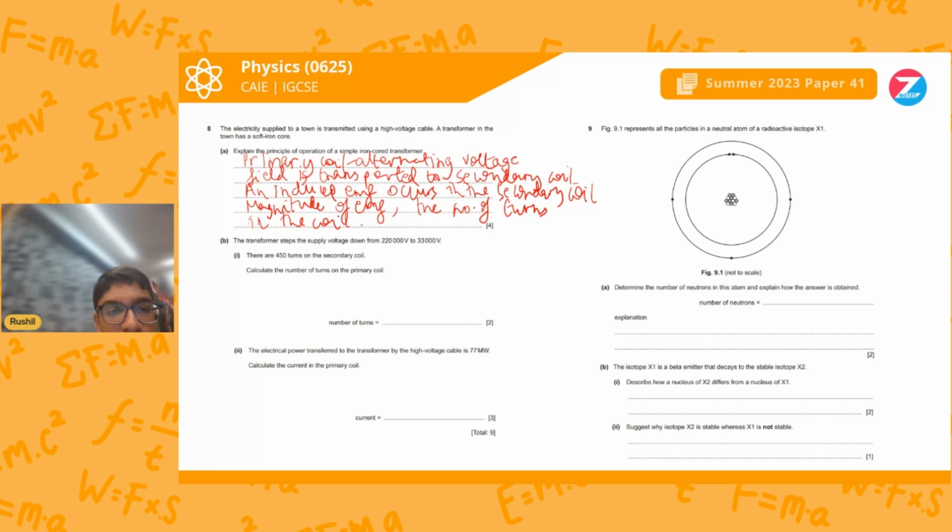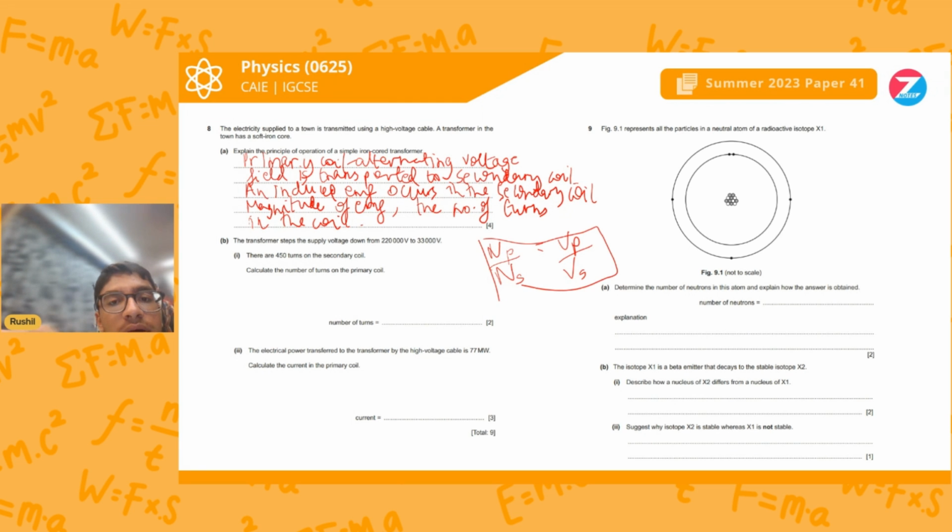So as we were talking about, and just as a mention, the more the turns, the more the voltage, because then there's more lines of wire to cut across the field, so a greater induced EMF. So as we know, the number of turns on the primary coil by the number of turns on the secondary coil is equal to the voltage in the primary coil by the voltage in the secondary coil.